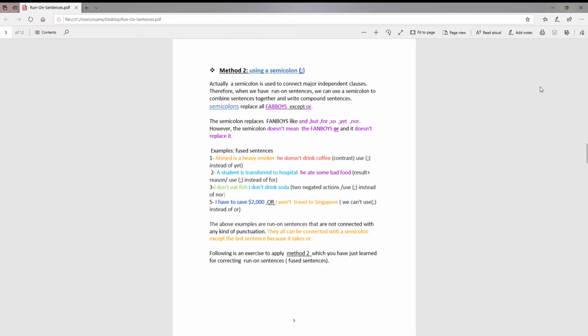Now we are going to continue with the run-on sentence, and we will continue with method 2. It is using the semicolon. As we will see, it is as easy as the first method. It is as easy as using the full stop.